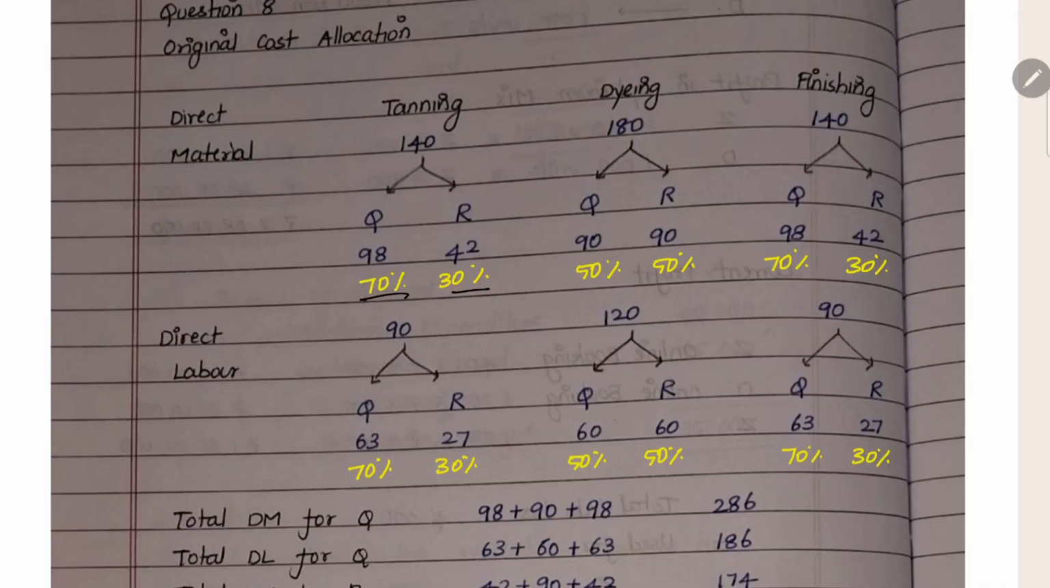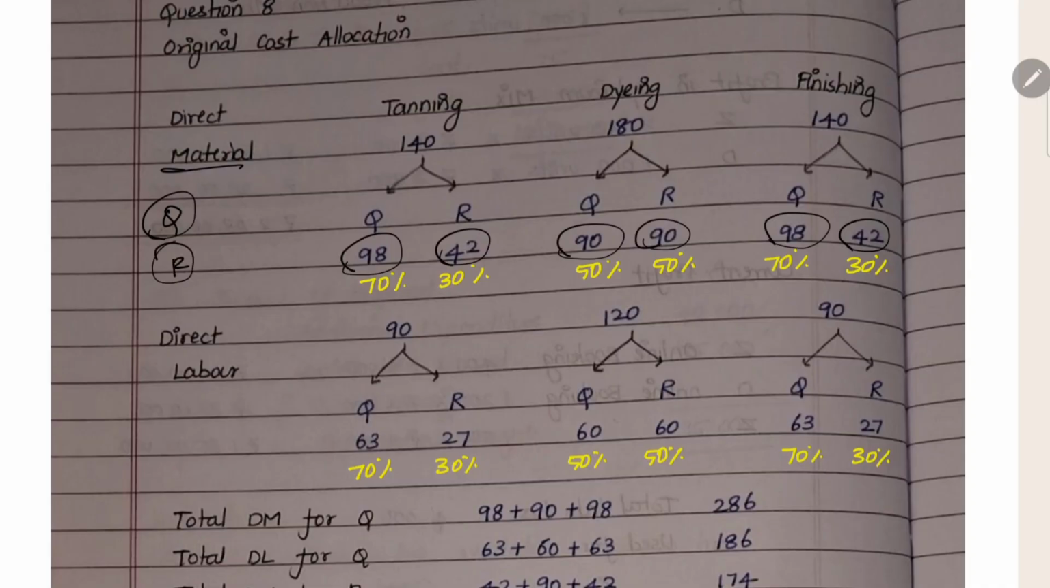Same like that for dyeing, it should be divided into 50-50 ratio. So 90-90 I have divided. In finishing also, 140 cost will be divided into 70-30, 98 and 42. So in tanning, dyeing and finishing, the total cost for product Q is 98 plus 90 plus 98. This is the total material cost for product Q in all the three processes. If you add all these three, you will get the total material cost in all the three processes for product R.